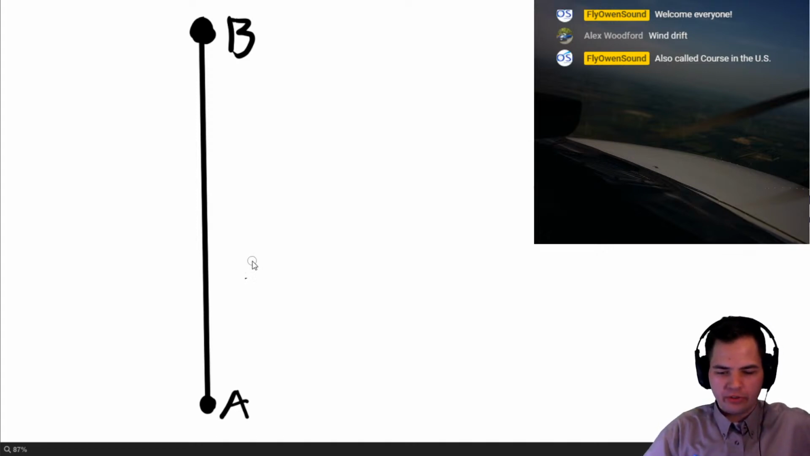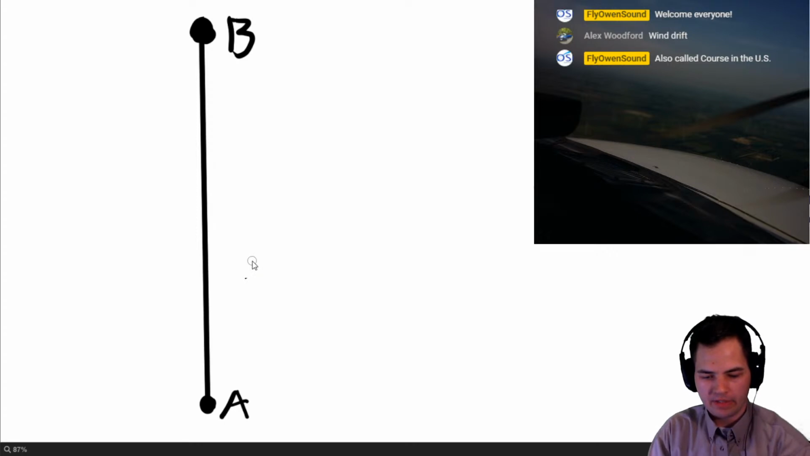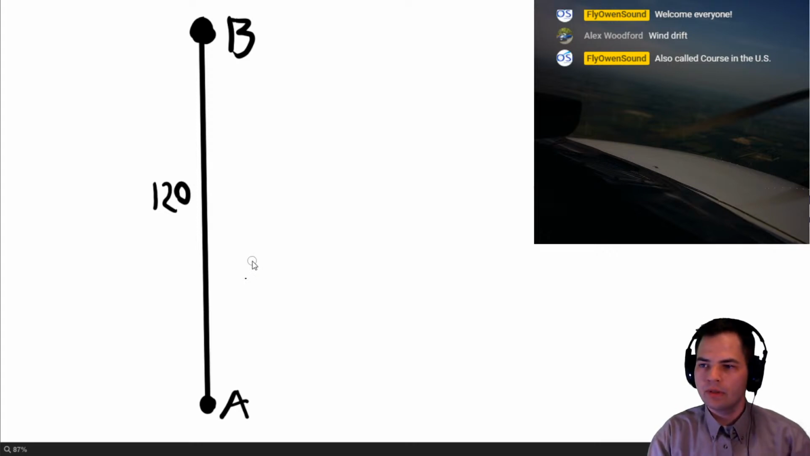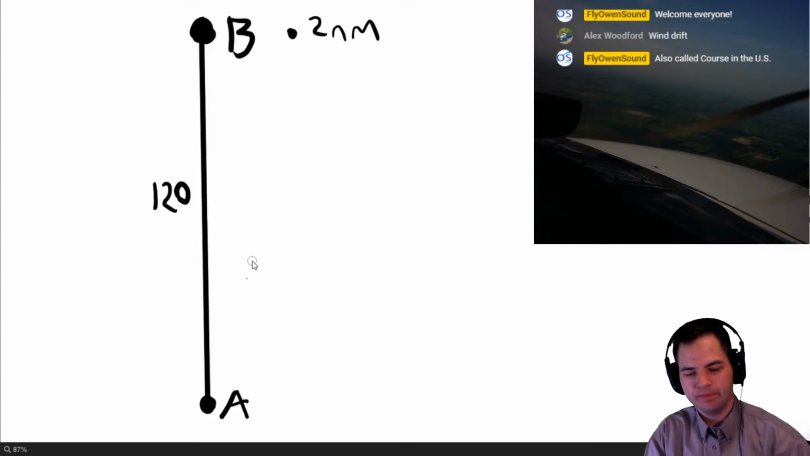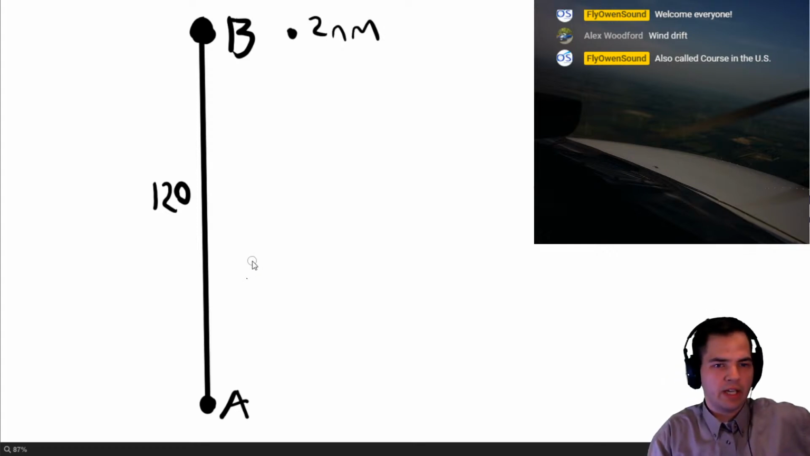So let me give you another example. Let's say that this distance from A to B is 120 miles. And let's say when I get to B, I'm at this point and it's 2 nautical miles off track. What's the track error? How many degrees off track am I?